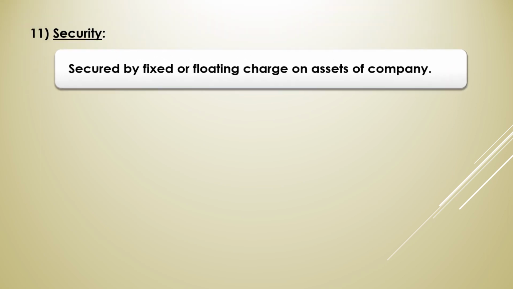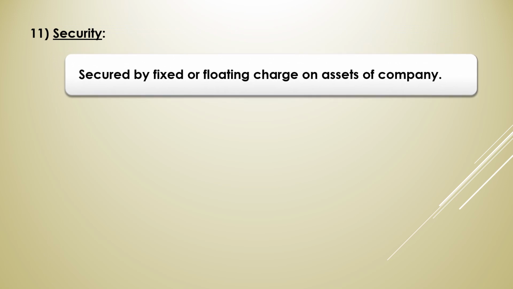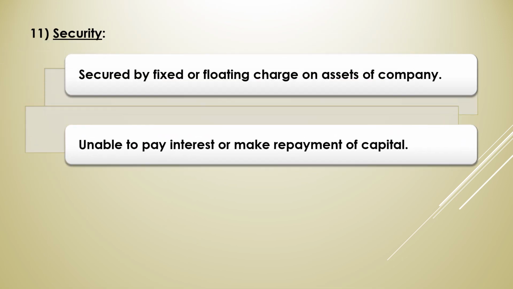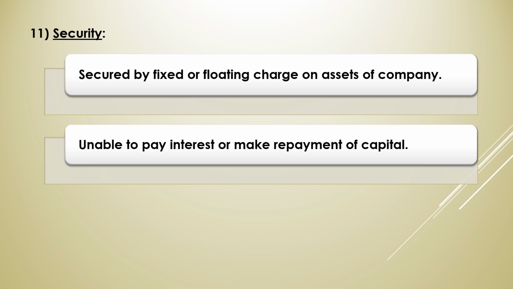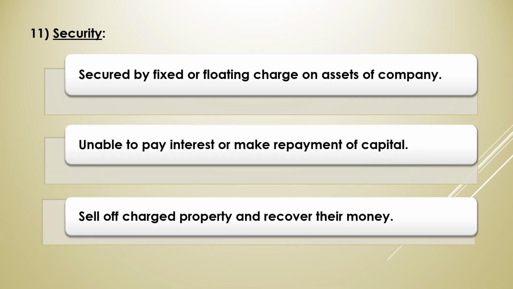The 11th feature is security. Debenture capital is considered to be secured because the company offers security in the form of charge on the assets of the company, which could be fixed charge or floating charge. It means that if the company is unable to pay interest to the debenture holders or is unable to make repayment of the capital amount to the debenture holders, in that case the debenture holders enjoy the right to sell off the charged property and recover their money. It is for this reason that the debentures are considered to be secured and safe capital.